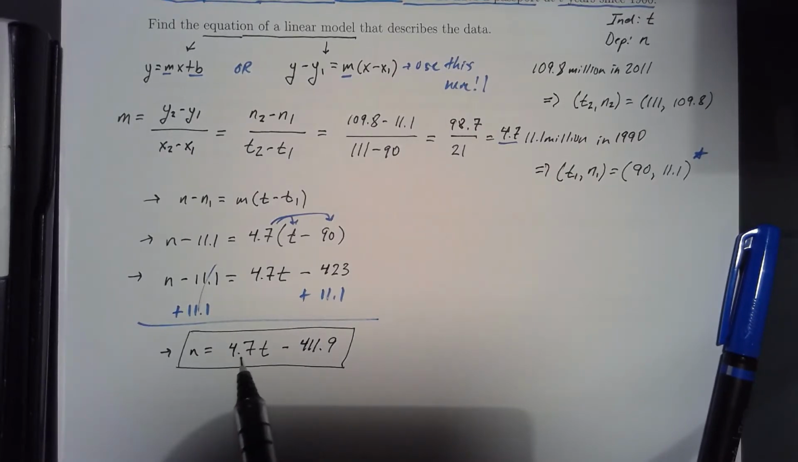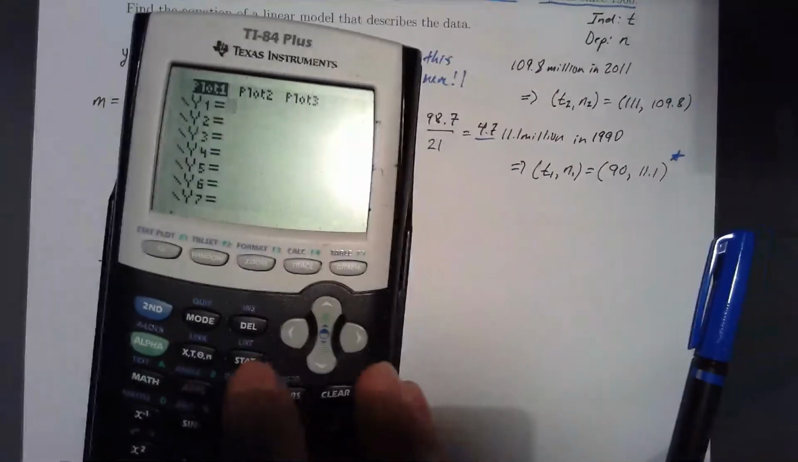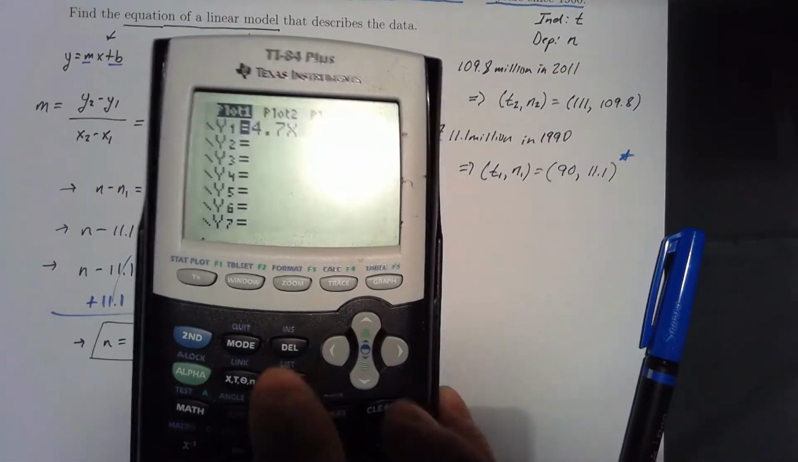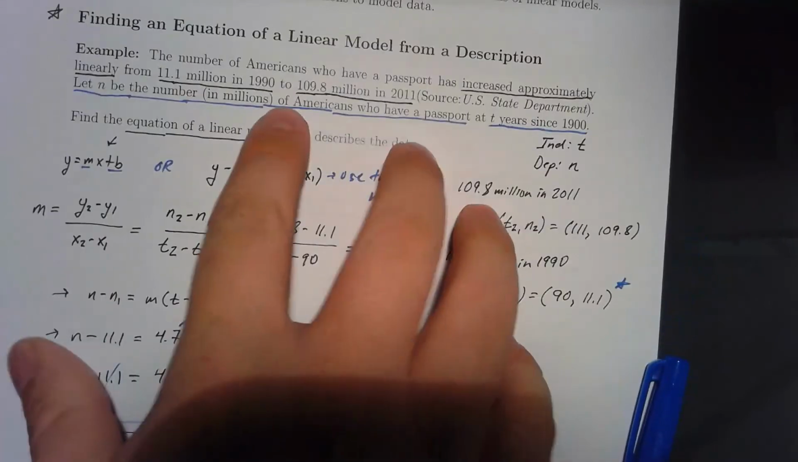Okay, so my slope is 4.7, and my b is going to be negative 411.9, which is approximately negative 412. But just leave it as a decimal, that's fine, because we're working with decimals, you might as well leave it as a decimal. Again, you could graph this thing just to get an idea of what it looks like, but we have nothing to compare it to because we don't have data in this case, we just have ordered pairs.